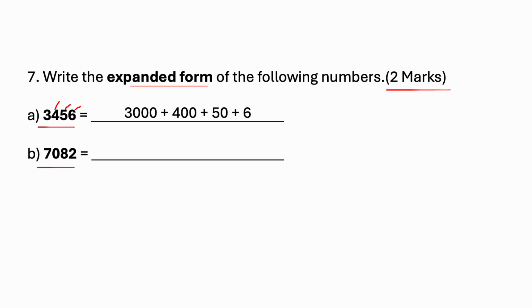Next one, 7082. Here 7 is in thousands place. So 7000 plus 8 is in tens place. So 80. 2 is in ones place. So 7000 plus 80 plus 2, that is 7082.